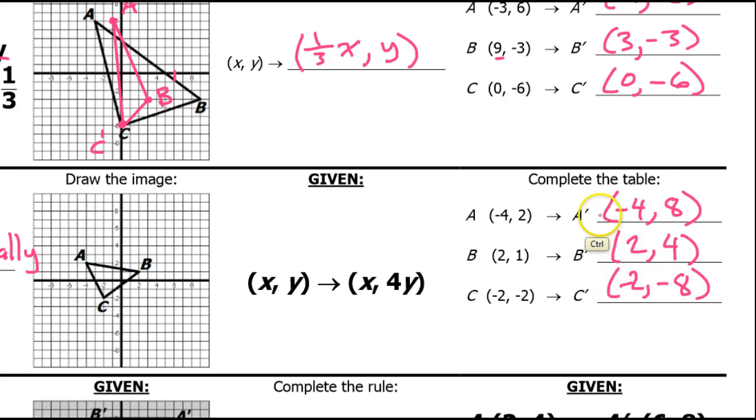So now I just plot these points. -4, 8 is going to be right here. 2, 4 is going to be here. And -2, -8 is going to be right here. Let's connect those. So label this A prime and B prime and C prime, and we're done. So we can see that this was stretched vertically, and it is 4 times as tall as it was before.